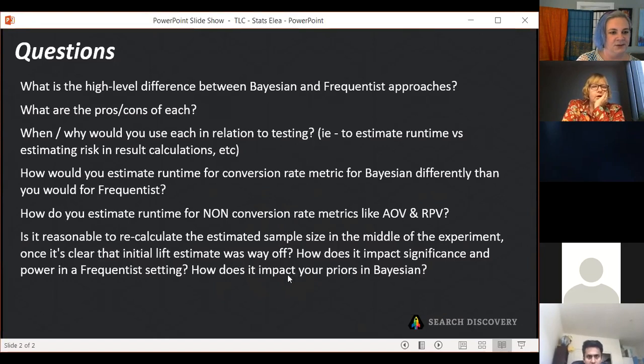And let's go. But how do you estimate runtime for non-conversion rate metrics? I find this question so funny because it's the difference between learning on the job and learning in school. When you learn in school, we actually teach you the runtime formula for conversion rate metrics, not for non-conversion rate metrics like AOV and RPV.